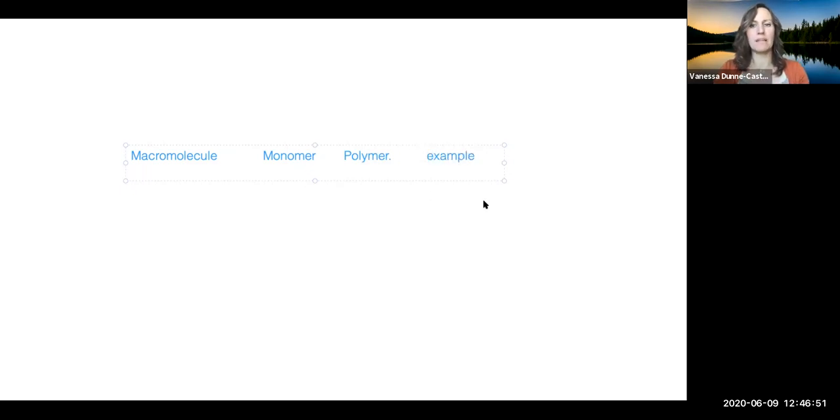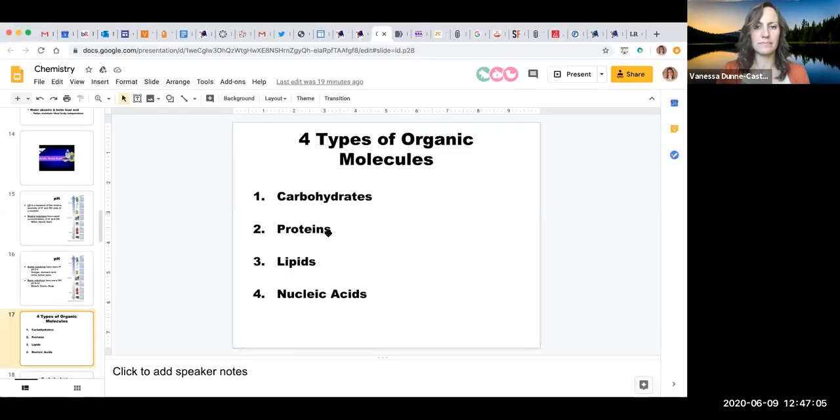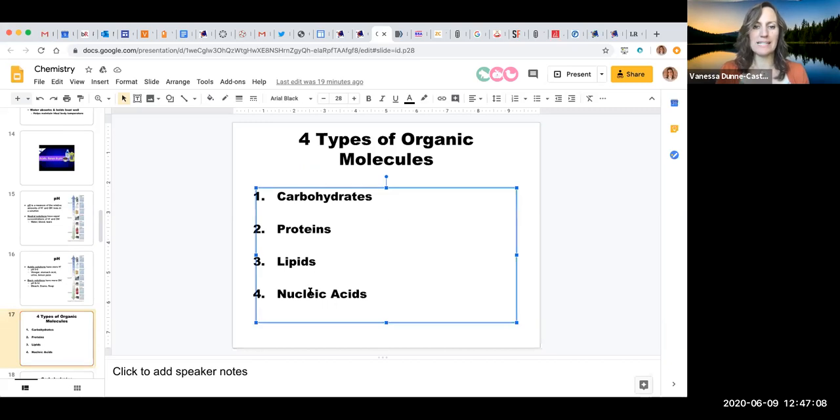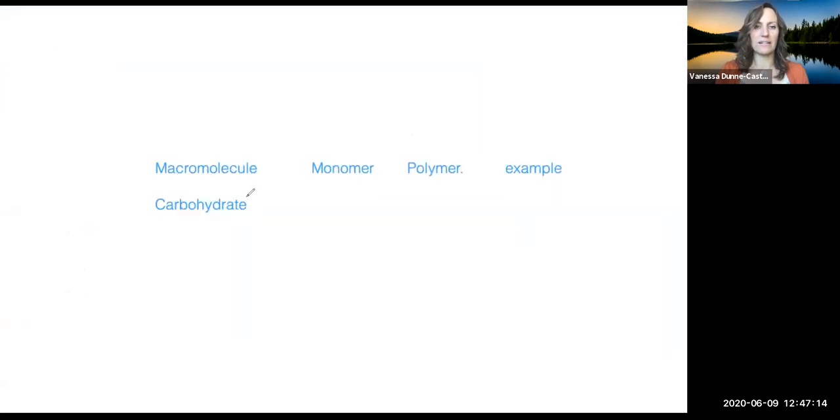Example. Okay, so the first macromolecule we have on our list is a carbohydrate. If you guys don't know what this is, a carbohydrate is sugar, right? So carbohydrates are your sugar molecules. Carbohydrates, proteins, lipids, and nucleic acid. Let's just add those to our list here. And we'll go through the slides and sort of add to this whole thing.